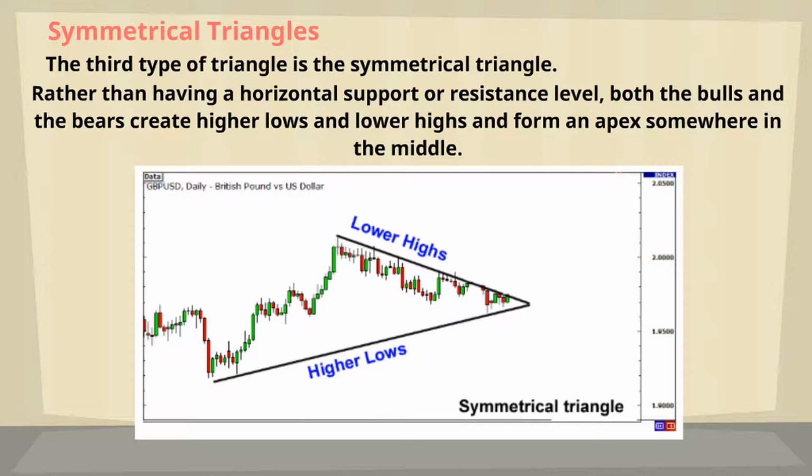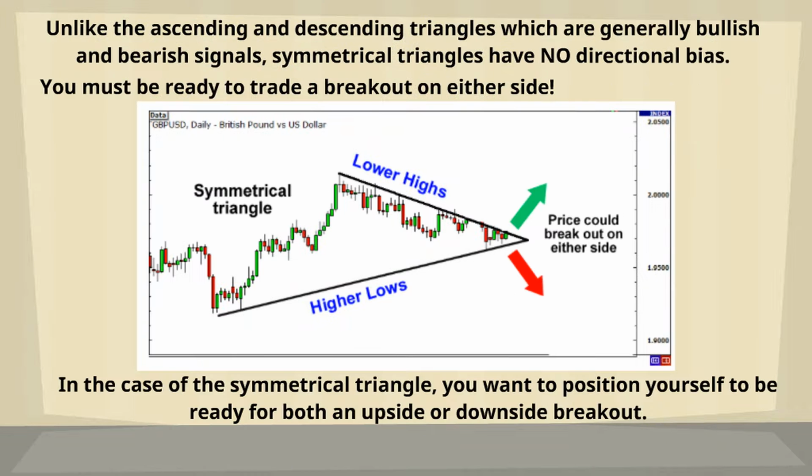Symmetrical triangles. The third type of triangle is the symmetrical triangle. Rather than having a horizontal support or resistance level, both the bulls and the bears create higher lows and lower highs and form an apex somewhere in the middle. Unlike the ascending and descending triangles, which are generally bullish and bearish signals, symmetrical triangles have no directional bias. You must be ready to trade a breakout on either side.